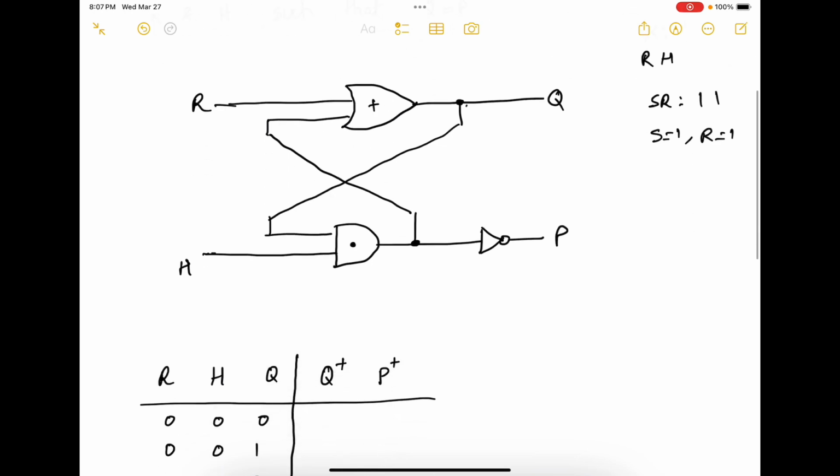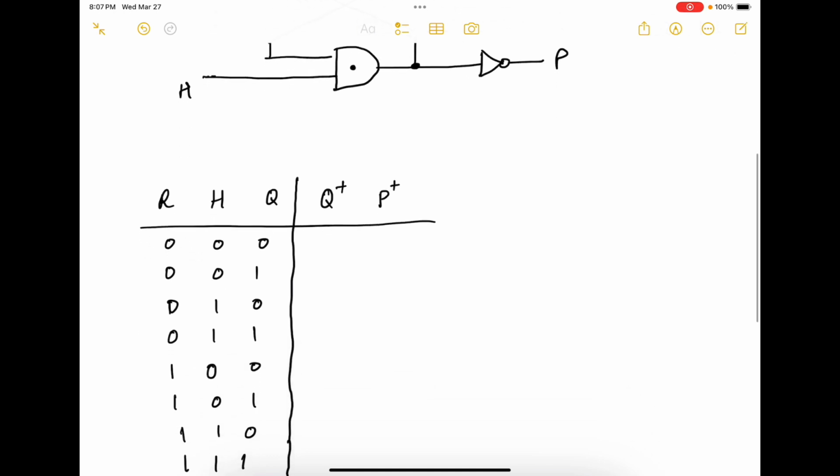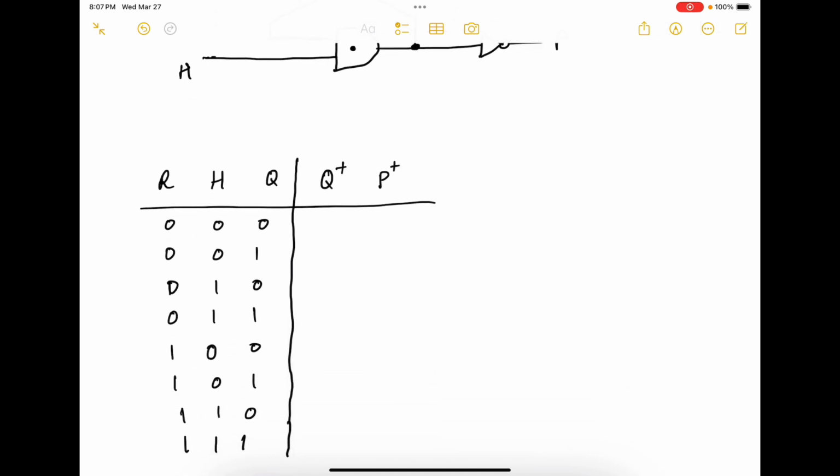Whenever you're given a problem like this, take the truth table, the two inputs R and H, and the present value Q. So you have 8 different combinations, and we are going to check Q plus and P plus for each of these combinations. We are going to flag those combinations where Q and P are not complementary. Let me take an example and show you how this works.